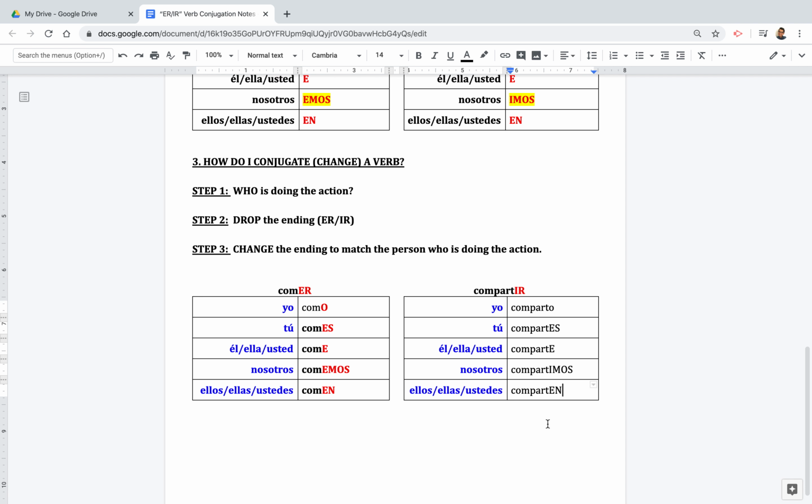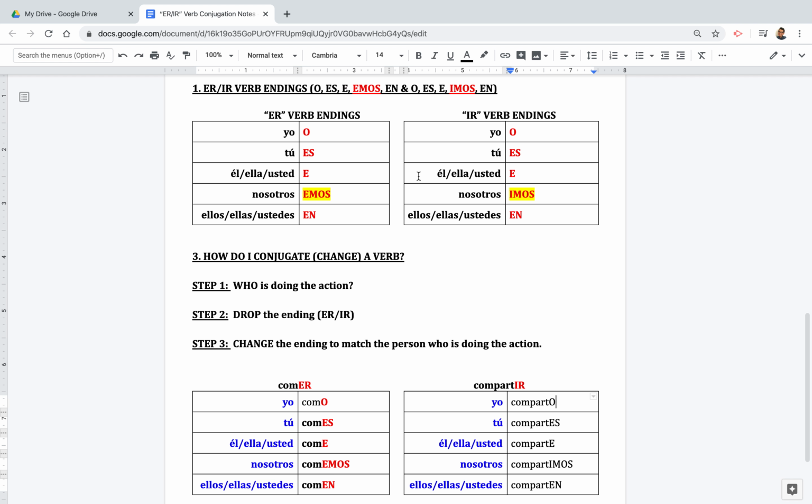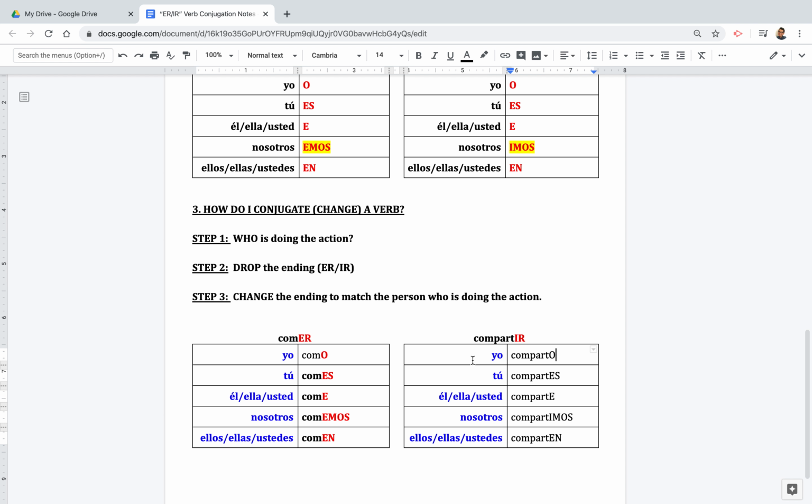That is as easy as it looks. There is nothing else to it but just to memorize the endings and to change them to match the persons who are doing the action. Remember, we can't say yo comer because that means I to eat. It doesn't make sense in English and it doesn't make sense in Spanish. So we have to change this verb to match the person who is doing the action. Now we have yo como, and that means I eat.